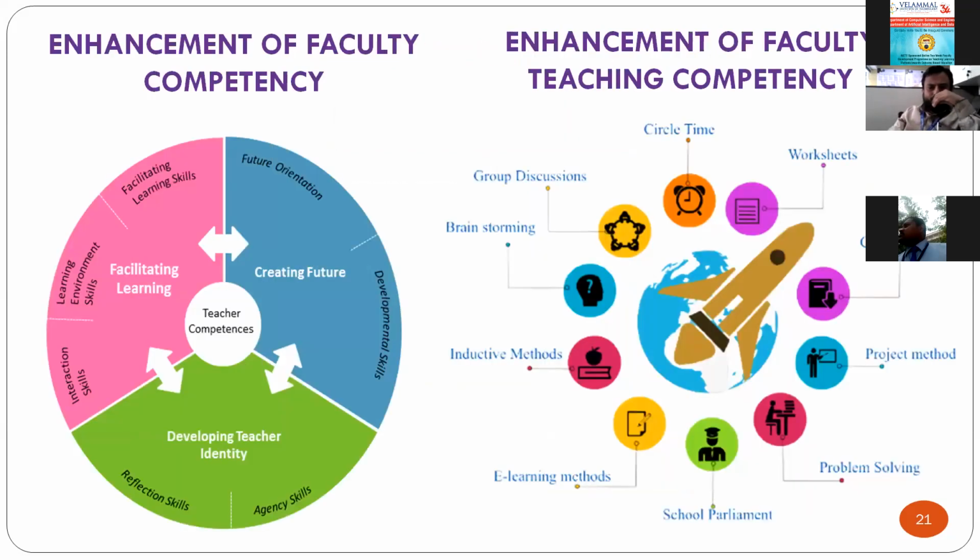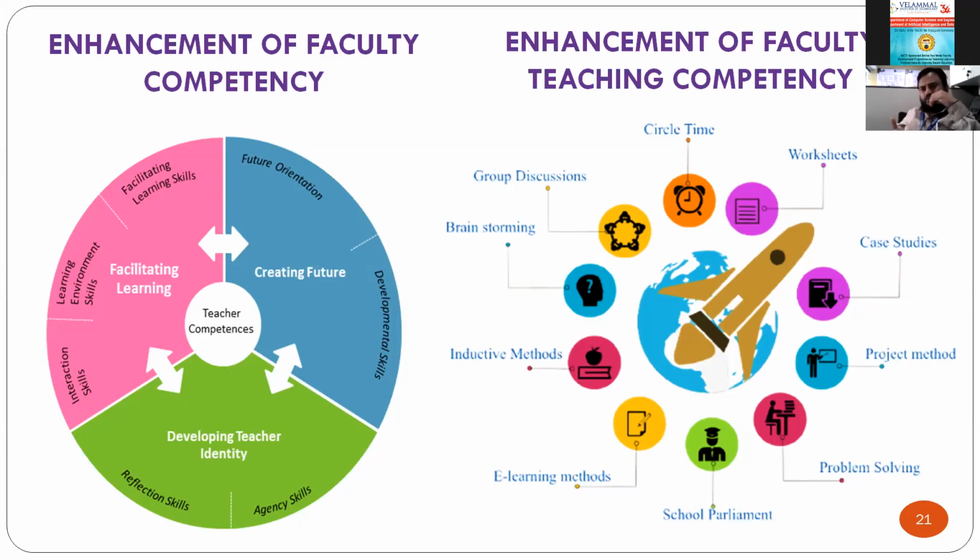So there is enhancement of faculty competency. There are three different types of faculty competency. First one is facilitating learning, next one is creating future, next one is developing teacher identity. In that, we should develop our interaction skills. Learning is not just one-way communication, it is two-way communication, as you already know very well. Then learning environment skills, facilitating learning skills, future orientation, developmental skills, agency skills, reflection skills. So we should think and design our course material, our course content, our prerequisites and so on. So there is enhancement of faculty teaching competency.